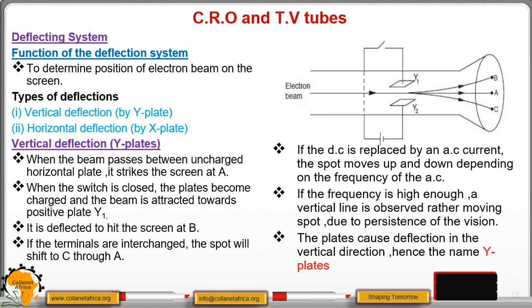Then the plates cause the deflection in the vertical direction, that is up and down. And that is why we call them the Y plates, because they cause the deflection in the vertical direction.